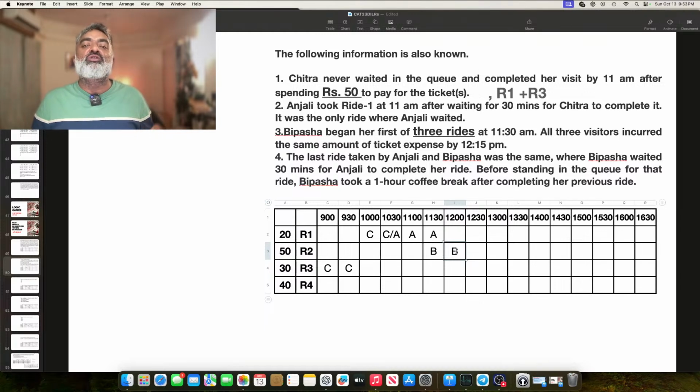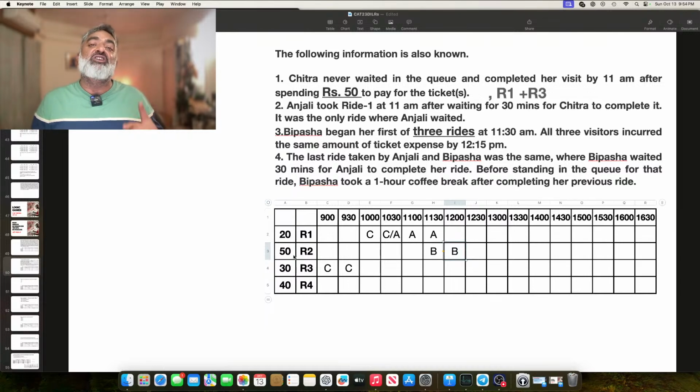She has taken a total of 3 rides, right? So she's starting at 11:30. She will be free by 12:30, right? For 1 hour, she'll be on ride 2. And again, what is the deduction process? All visitors incurred the same amount. I knew Chitra's amount was 50, which told me Bipasha's amount also has to be 50 only. So Bipasha ended up being in ride 2 because ride 2 is the only one with 50 rupees.